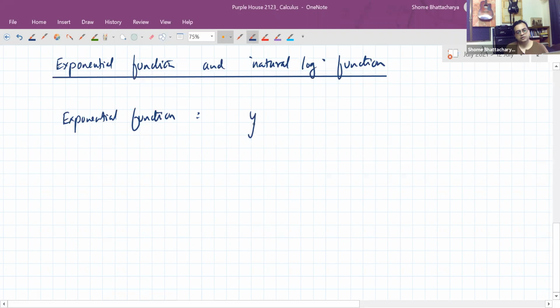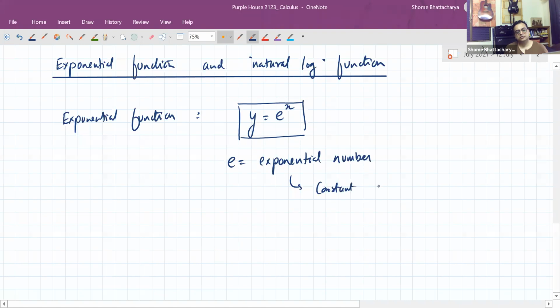That is given by the formula y is equal to e raised to the power x, where e is called the exponential number. It is a constant which is also an irrational number, like pi, for example. So the approximate value of e is 2.7.